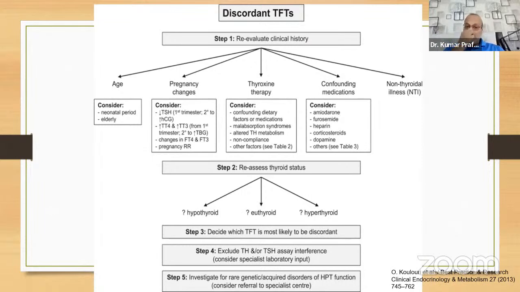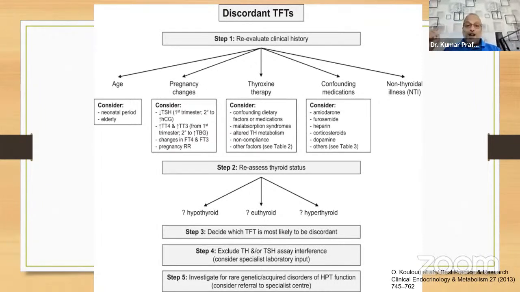We all know during first trimester of pregnancy, TSH is decreased because of increased HCG level. We know total T3 and T4 is increased because of increased thyroid binding globulin, with decrease in free T4 level. So we need to replace usually thyroid hormone in this. Thyroxine therapy early in the treatment, either thyroxine or anti-thyroid treatment.